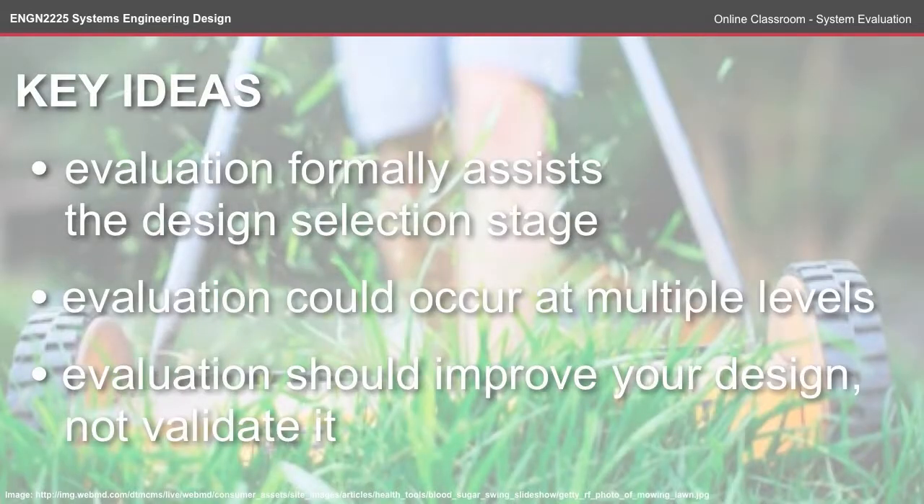A recap of the key ideas from the System Evaluation Online Classroom. Evaluation formally assists the design selection stage. It doesn't select a design for you. It's a way of showing the process in which you came to your best design. You could complete the evaluation at multiple levels. You could complete it at a tertiary attribute level, a secondary attribute level, a customer requirement level, a full system level, or just a subsystem level. A full and complete evaluation would consider as many of these ideas as possible.